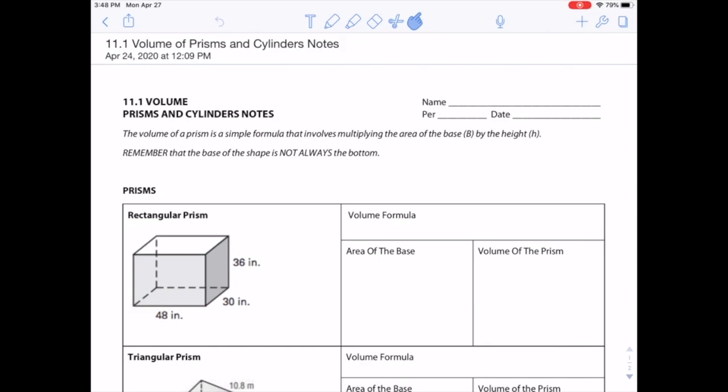So let's go ahead and look at the volume. Volume is way faster and I think way easier than surface area, so I think you guys will be fine.